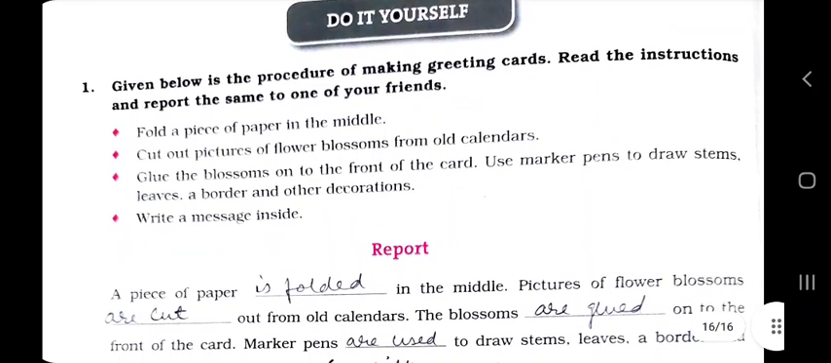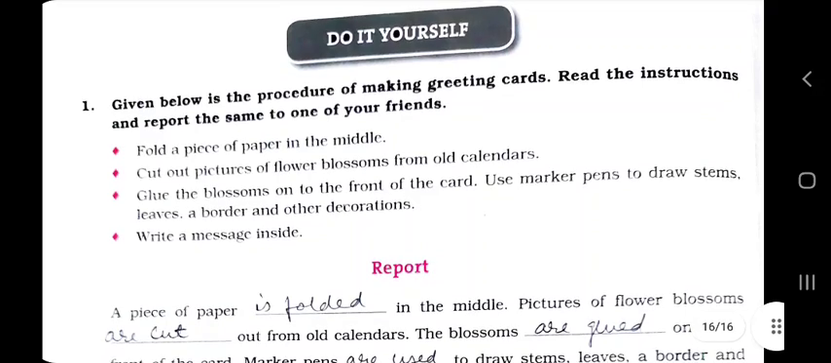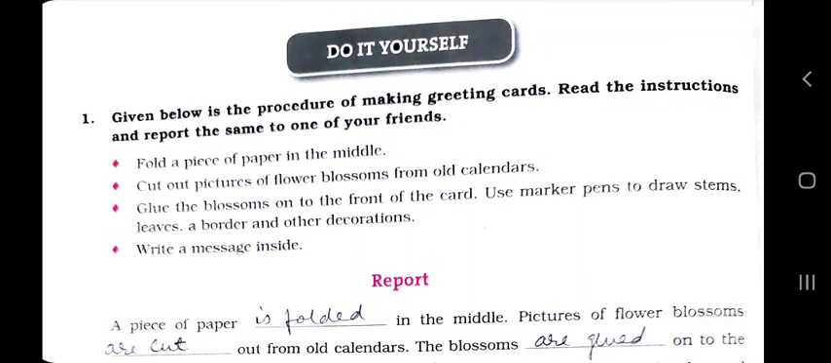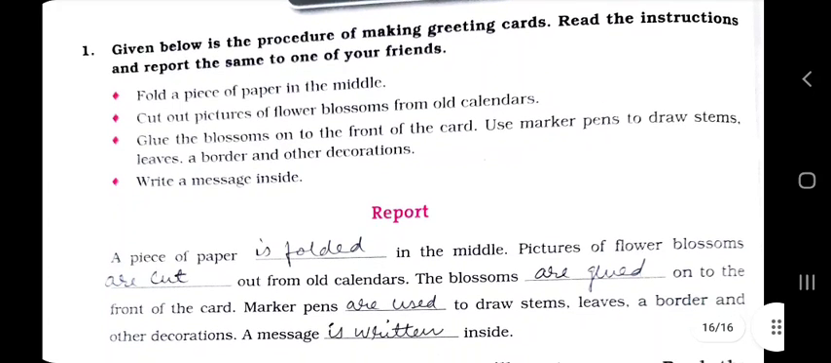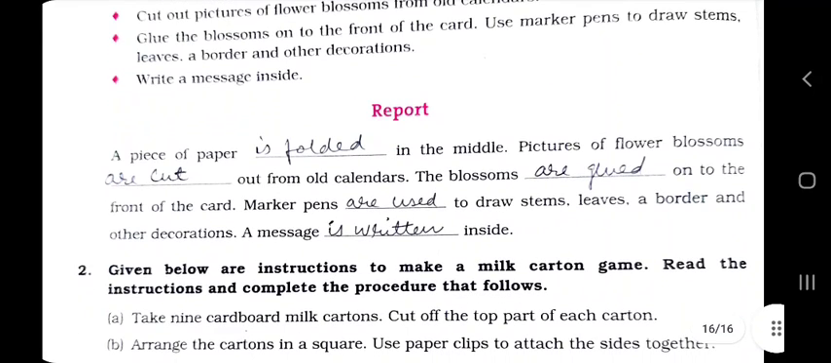Now do it yourself. Given below is the procedure for making greeting cards. Read the instructions and report the same to one of your friends. Fold a piece of paper in the middle. Cut out pictures of flower blossoms from old calendars. Now see here. Now report. Now the report is written in passive voice. We have learnt. Now see here, this is an example of a report. A piece of paper is folded in the middle. Pictures of flower blossoms are cut out from old calendars. The blossoms are glued onto the front of the card. Marker pens are used to draw stems, leaves, border and other decoration. A message is written inside. This is all in passive voice.